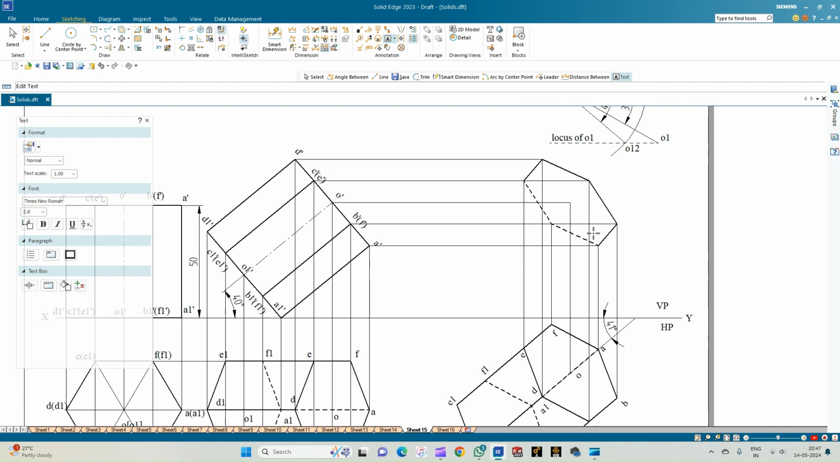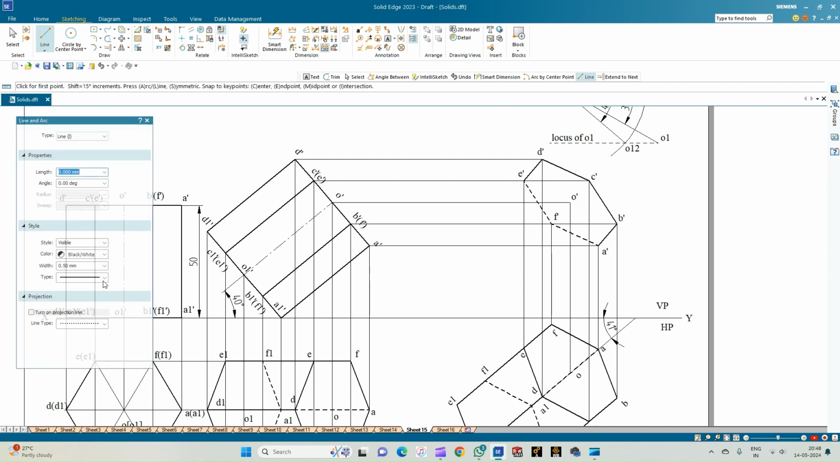So this is the corner A dash, corner B dash, and this is the corner C dash, corner D dash, corner E dash, and this is the corner F dash, while this is the point O dash. That is the center point of the top face of the prism. So now let us complete the front face, the bottom face of the prism.